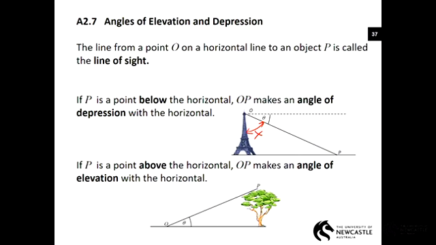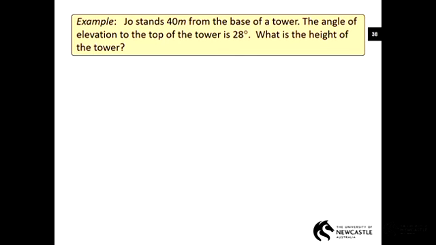So always think about elevation, depression. The standard is I'm looking straight ahead and either look up a bit and count this angle, or I look down a bit and count this angle, always off the horizontal. So, Joe stands 40 metres from the base of a tower. The angle of elevation to the top of the tower is 28. What's the height of the tower?